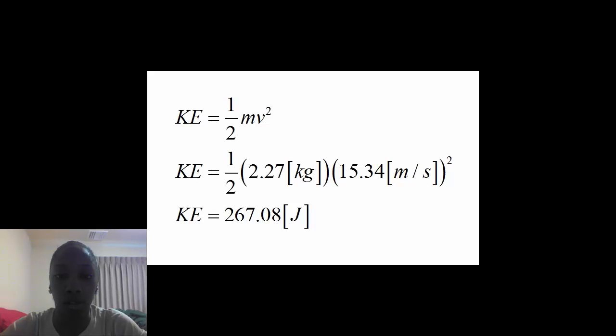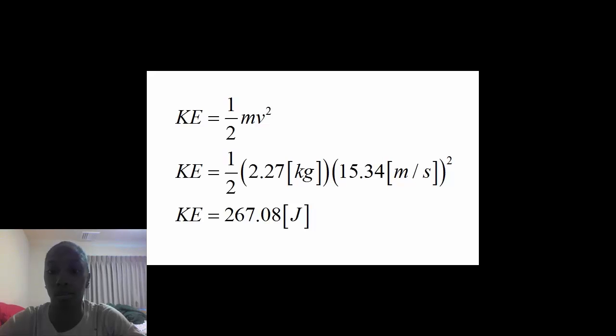I multiplied the mass of the brick, which was 2.27 kilograms, by 1/2, and then multiplied by the velocity squared, which is 15.34 meters per second. That gave me the kinetic energy of 267.08 joules. It is said that between 14 and 70 joules can crack the human skull depending on location.